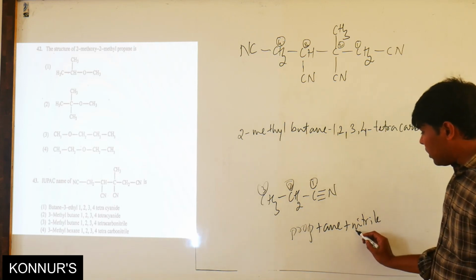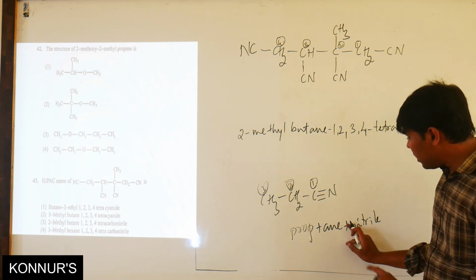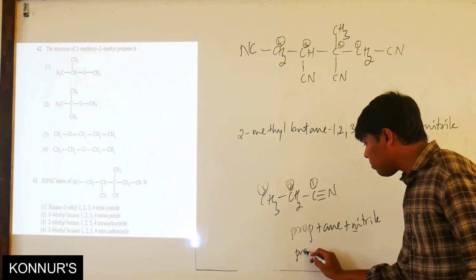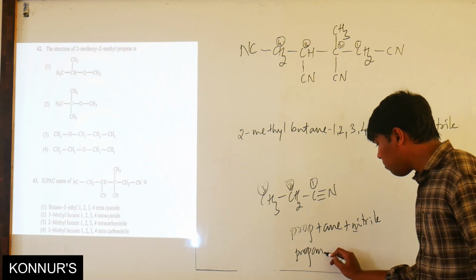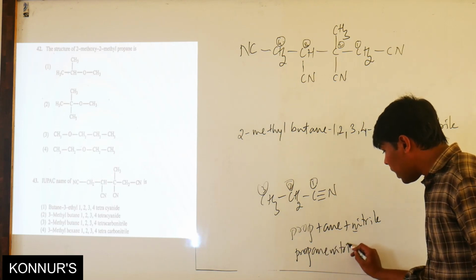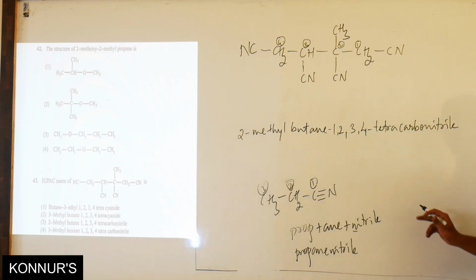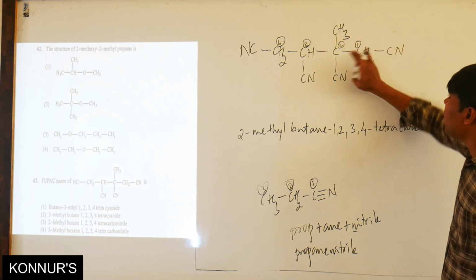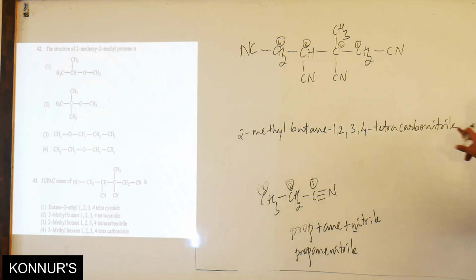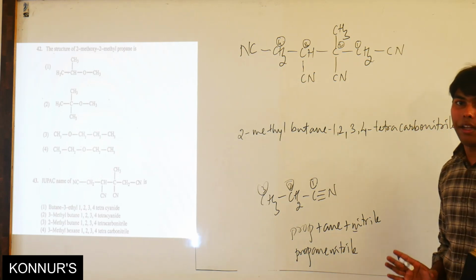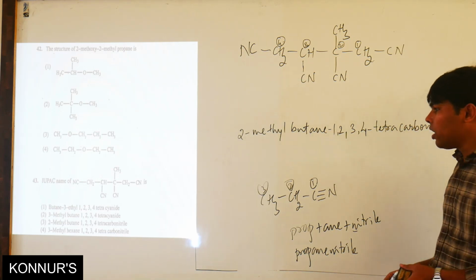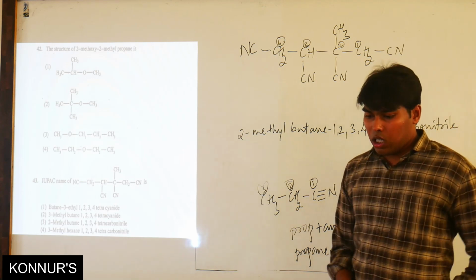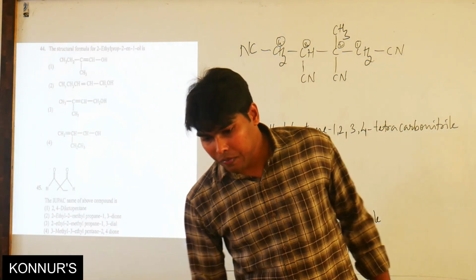Since the secondary suffix starts with an n, this e is retained. So the name of that particular compound is propanenitrile. But here, it is carbonitrile, because this carbon is excluded from the parent chain. So that is why it's a carbonitrile, not a nitrile. I hope you understood this point. Let us move into the next slide.